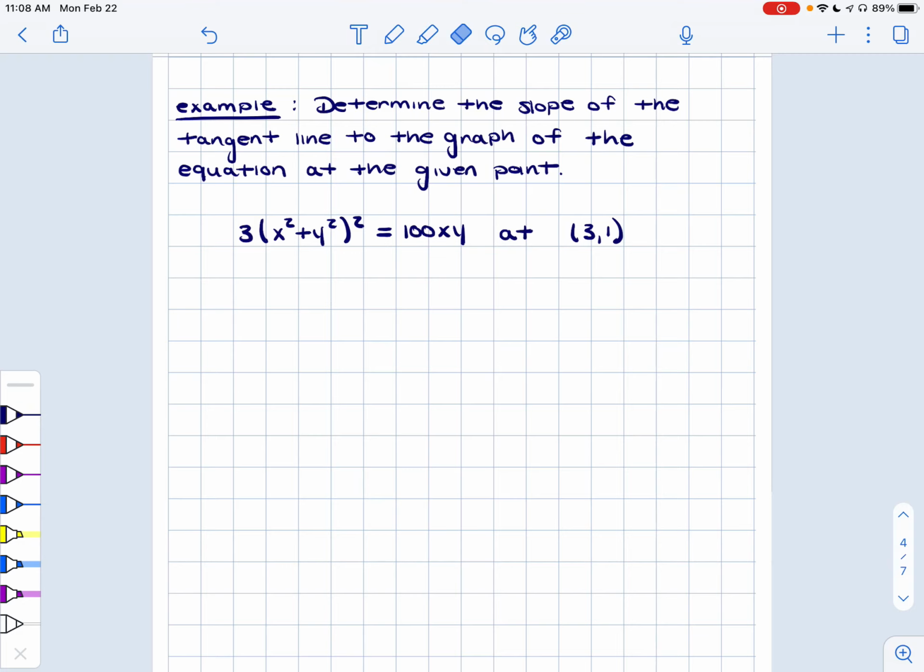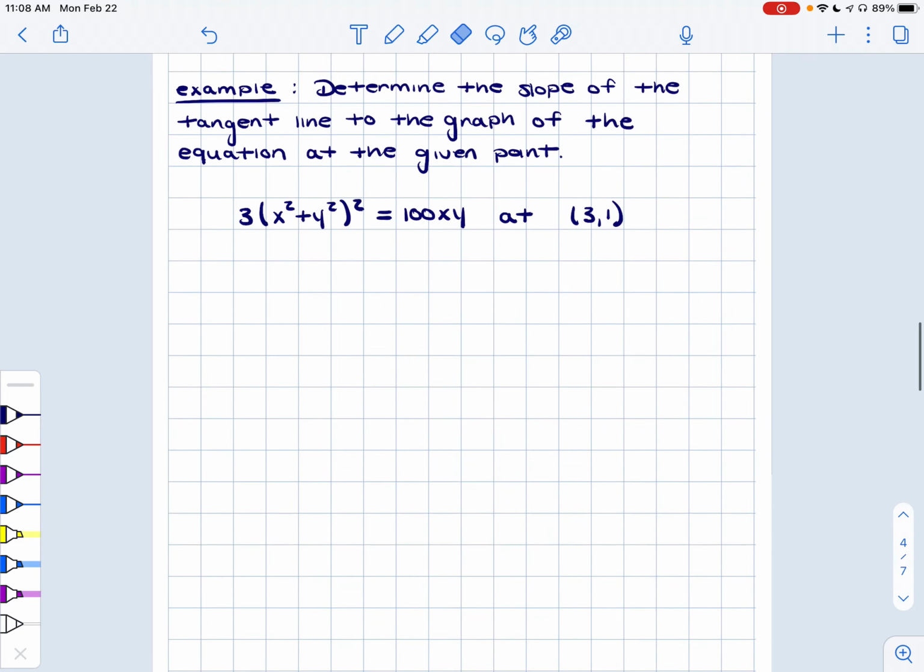this implicit differentiation. So in this first example, we're going to go back to a topic that we talked about earlier, which is finding the slope of a tangent line. Okay, so we have this equation, 3 times the quantity x squared plus y squared quantity squared is equal to 100xy. What we're trying to do is find the slope of the tangent line at the point (3, 1). So anytime you're thinking tangent line, you should be thinking derivative. So we want to find the value of the derivative at that given point.